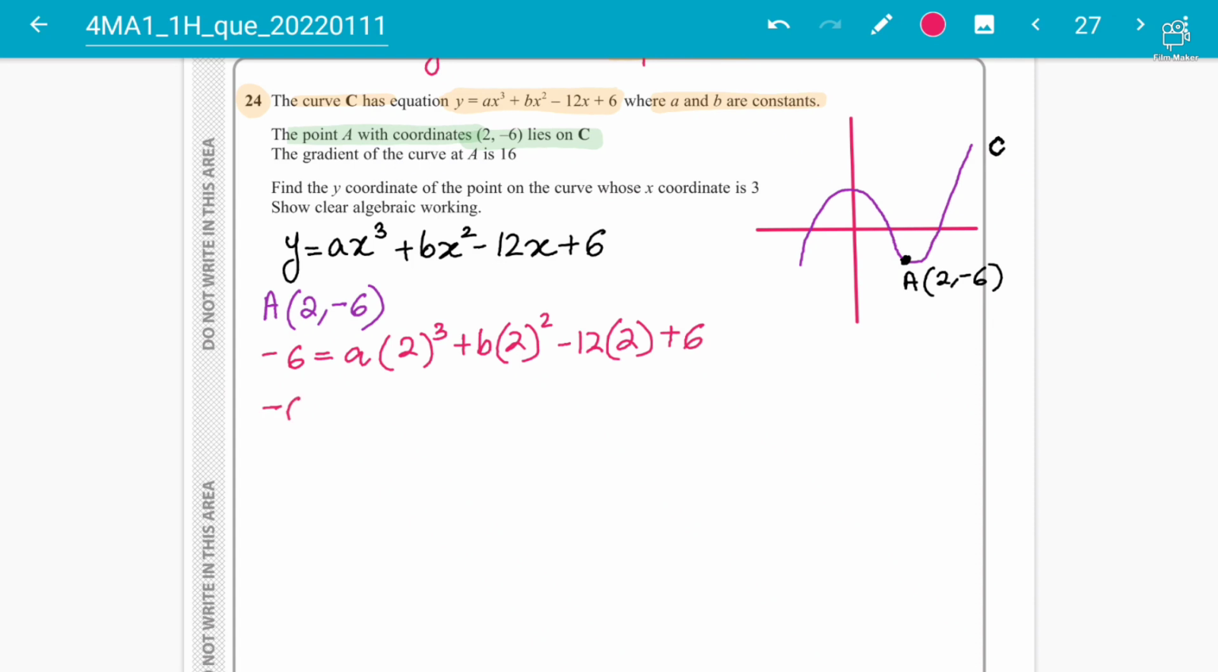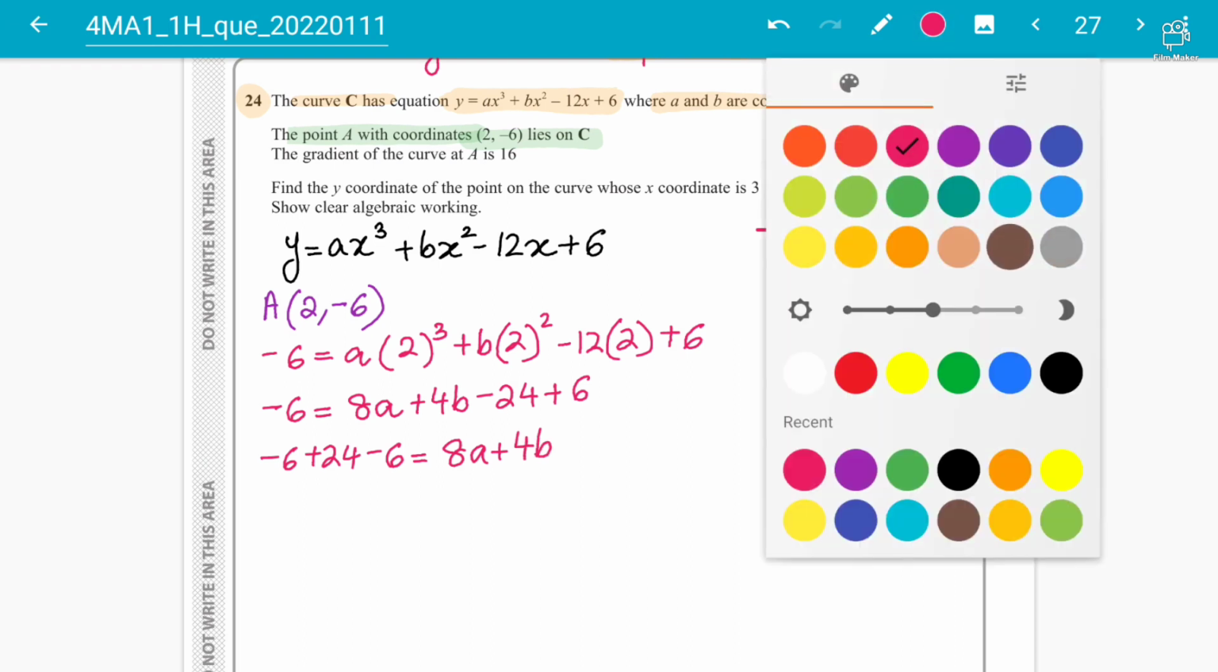Okay, so here we go: minus 6 is equal to 8a plus 4b minus 12 times 2, which is 24, plus 6, and that is how your equation will come out. You can simplify it by taking everything to one side, so it will be minus 6 plus 24 minus 6 is equal to 8a plus 4b. It's better to simplify now to avoid problems at the end.